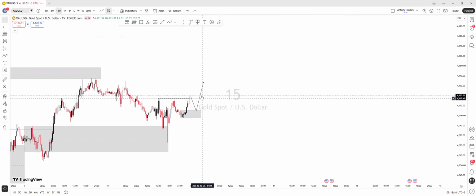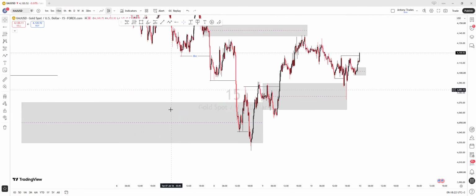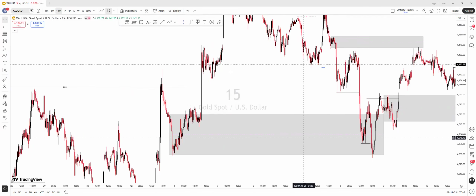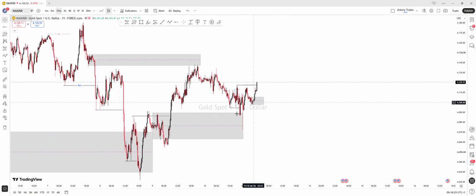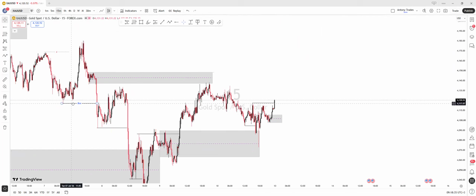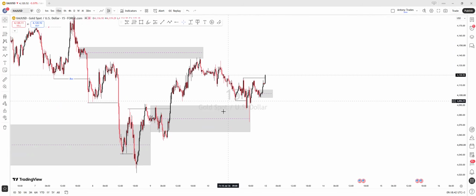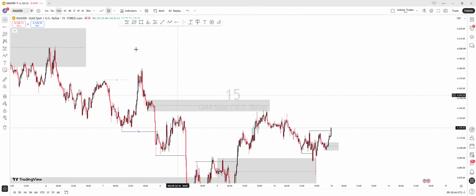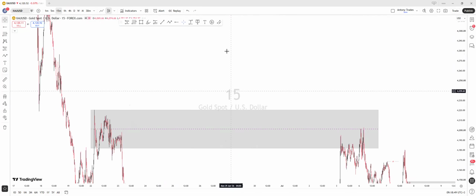So for me, I will be looking for a buying opportunity on gold just by what is happening. Since the market is reacting from this demand zone around this area and showing me some buying momentum to the upside, I will be looking for that buy opportunity unless the structure shifts. Because I like trading structure. Unless the structure tells us a different story, I'll still be looking for a buying opportunity to take out these highs and take this market to the upside. And that is my analysis on gold.